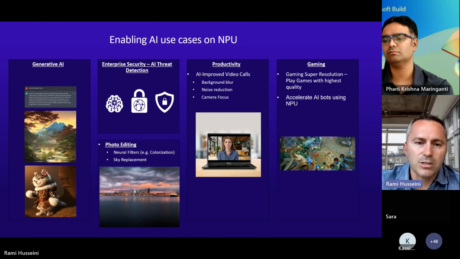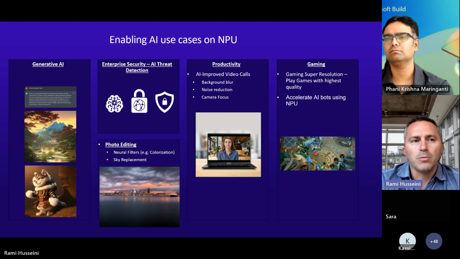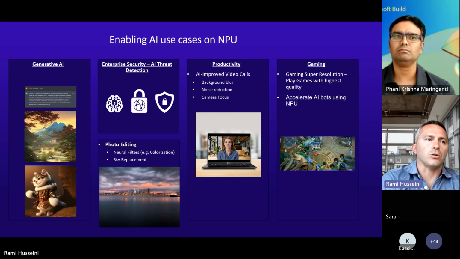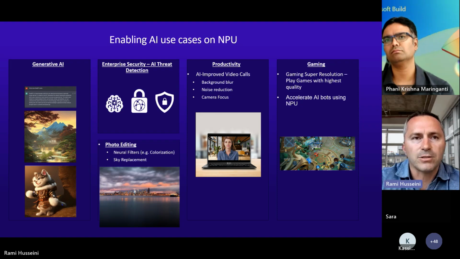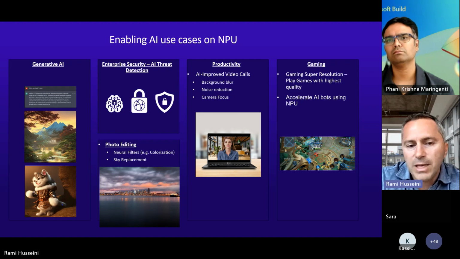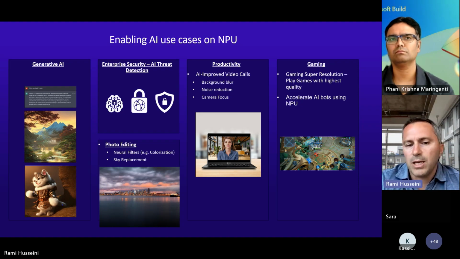We're seeing a proliferation across enterprise security, where a lot of those technologies in NGAV moved from traditional virus scan lookup to more behavioral analysis and deterministic models, and that's all ML and AI based. When you look at photo editing, a lot of your neural filters, being able to colorize black and white photos, replace backgrounds, those are all AI models.